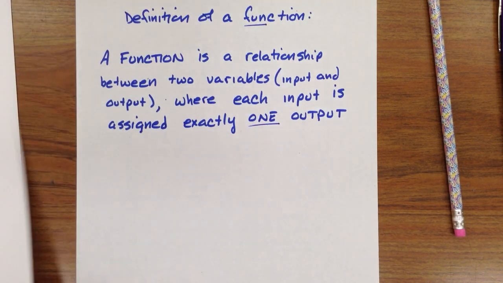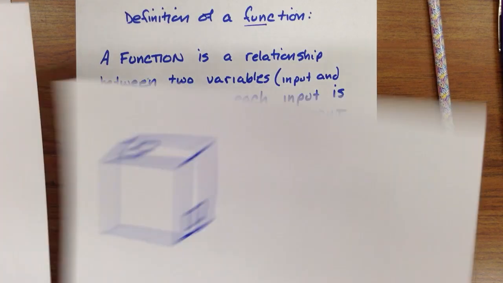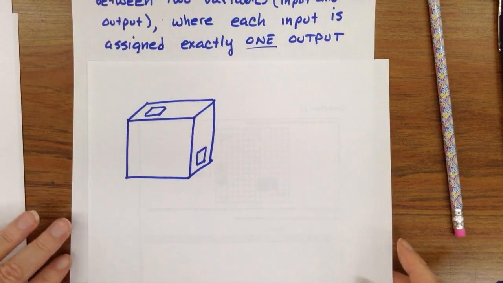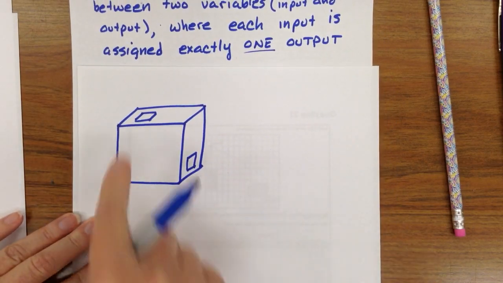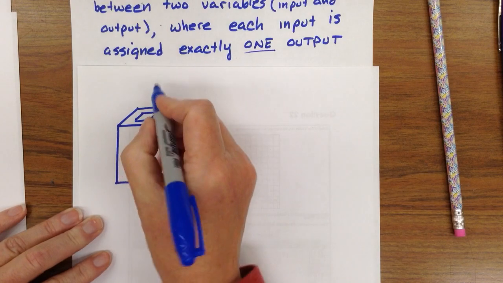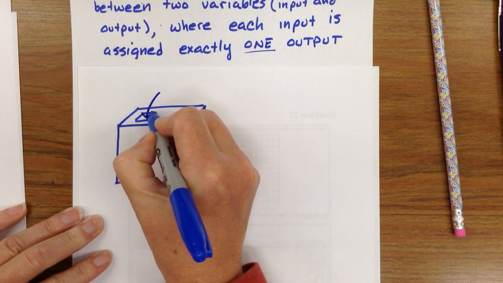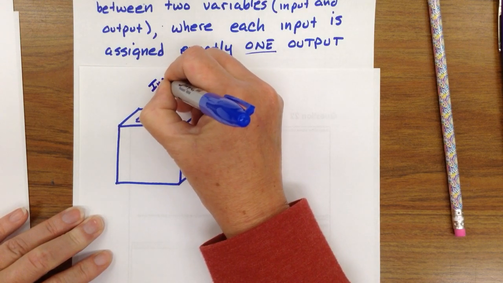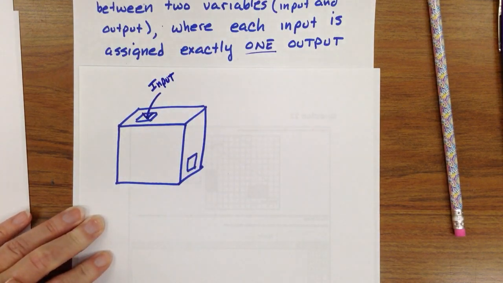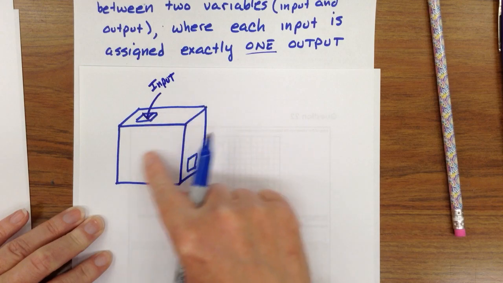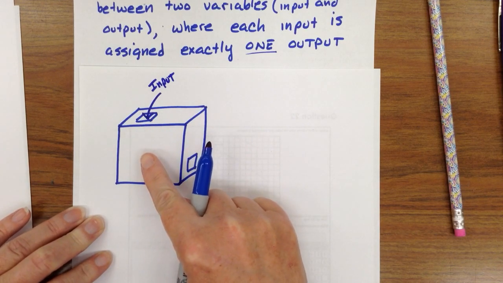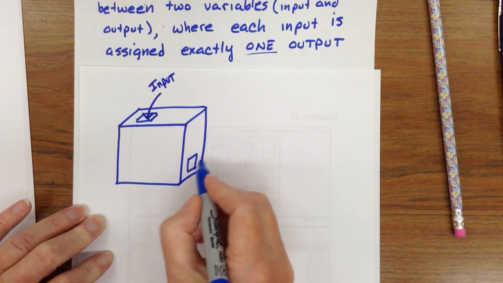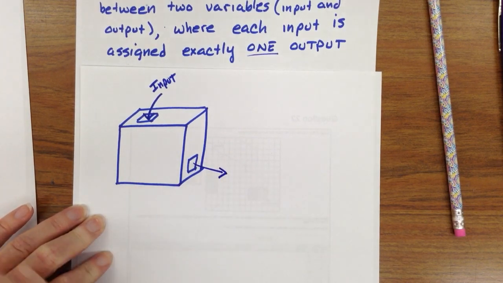So what I've drawn is a function machine. Yes, it's a little box, and you'll notice on the top there's a little door where I can drop a number in. This would be where you put the input. Now, when you drop a number in, the machine goes to work. And it spits the answer out.